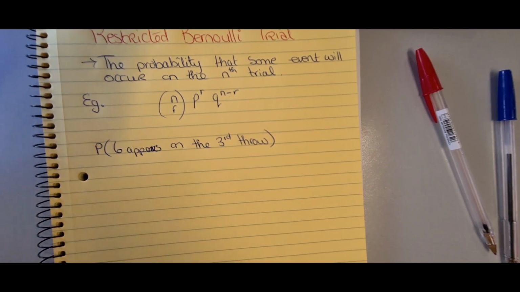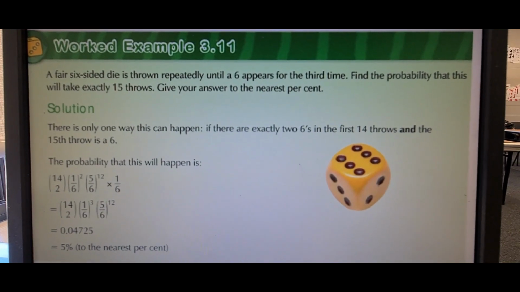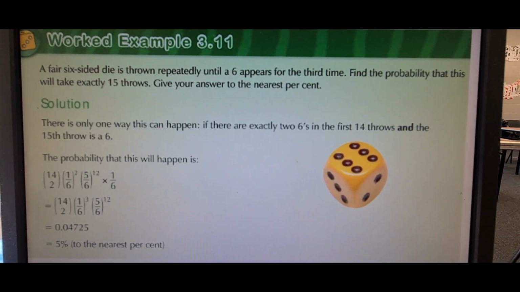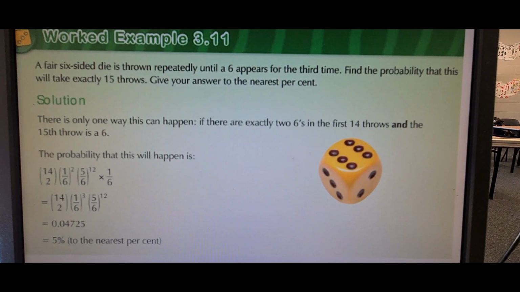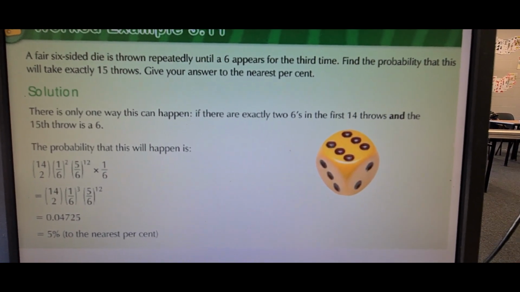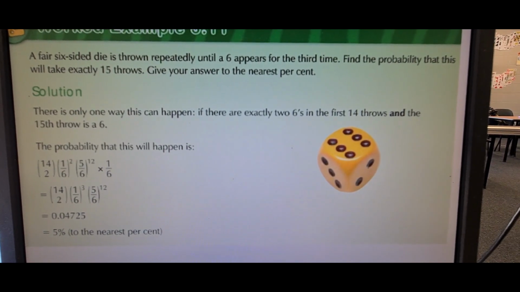Okay, so let's say our example is as follows. A fair 6-sided dice is thrown repeatedly until a 6 will appear for the 3rd time. Find the probability that this would take exactly 15 throws of the dice and give your answer to the nearest percentage. So I want a 6 to come up for the 3rd time on the 15th throw.